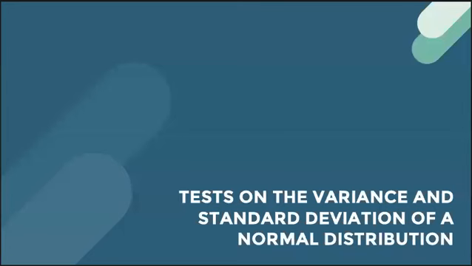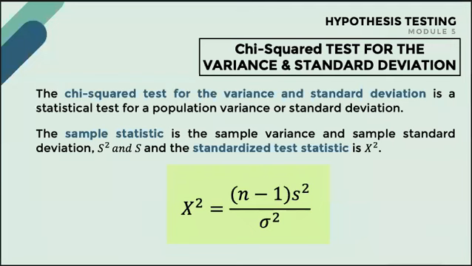So now we discuss tests on the variance and standard deviation of a normal distribution. And from our learning from confidence interval estimation, if we are using sample statistics to estimate the variance and standard deviation, the test statistic that we will be using is the chi-squared test. So same here, this is a chi-squared test for the variance and standard deviation. It is a statistical test for a population variance and standard deviation.